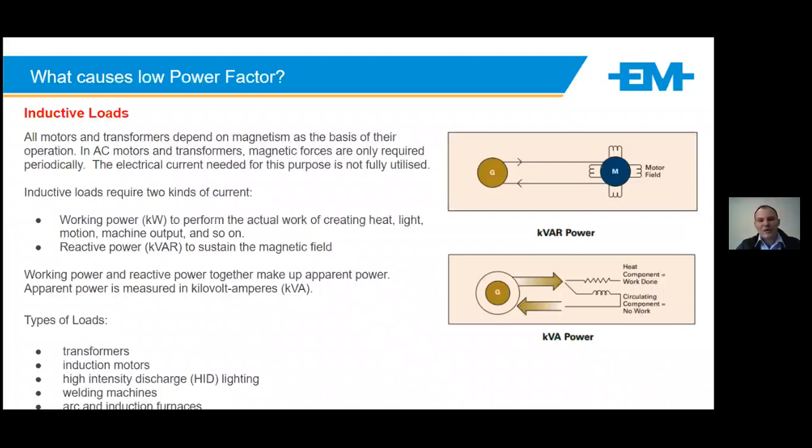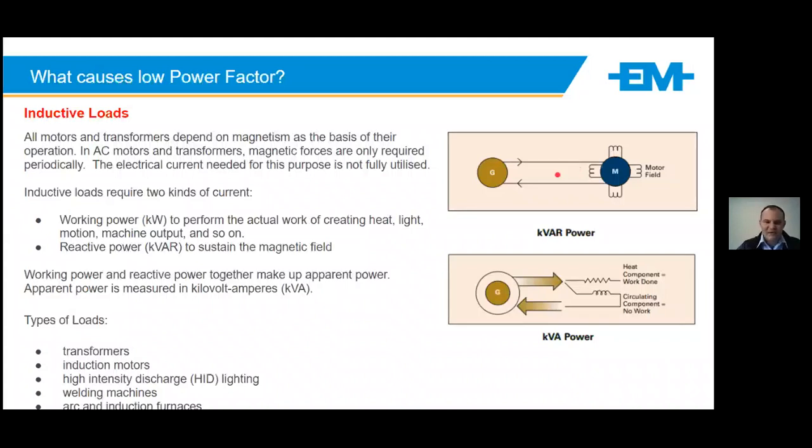The more common one applied on motors, and this is the one that causes low power factor, is what we would call inductive loads. So all motors and transformers depend on magnetism as the basis of their operation. In AC motors and transformers, magnetic force is only required in a period of that transaction, so the electric current needed for that is not fully utilized.